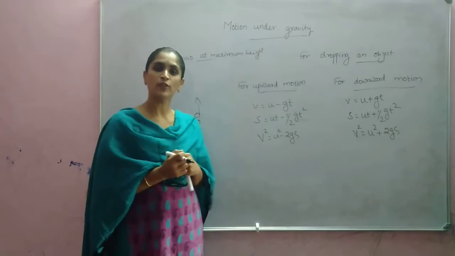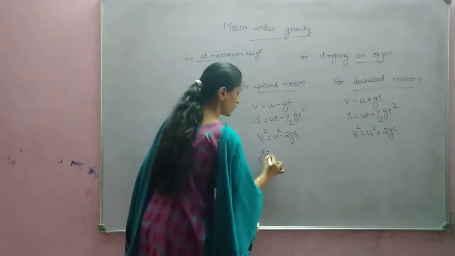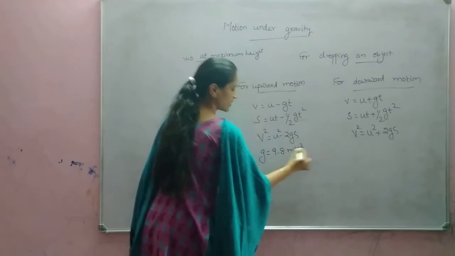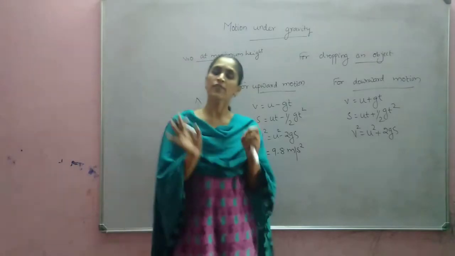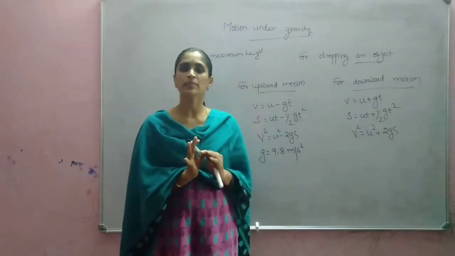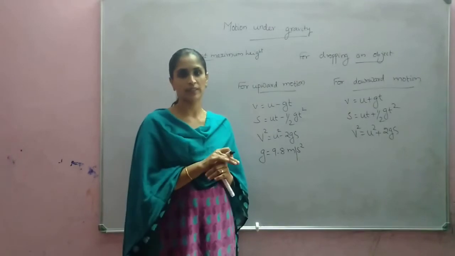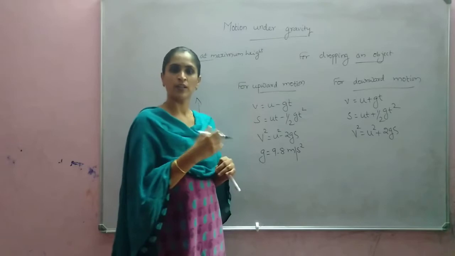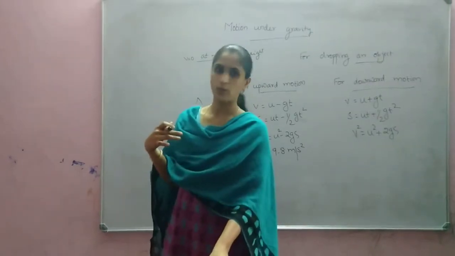And what is the value of g? You have to take it as 9.8 meter per second square. Acceleration due to gravity has the value 9.8 meter per second square. If it is given in the problem as 10 meter per second square, you can take it as that, otherwise you have to take it as 9.8 meter per second square itself. Is it clear to everyone? No? So we will discuss one problem based on this.